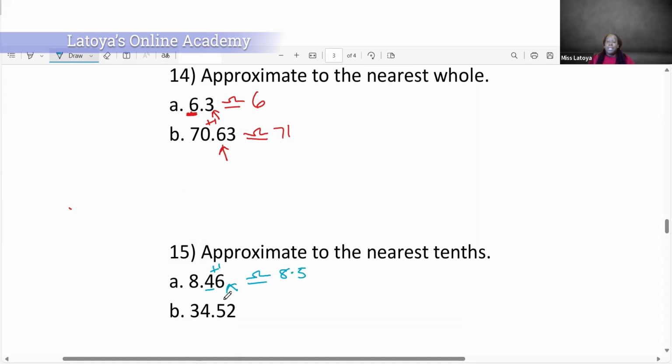Again, I'm rounding off to the nearest tenths. I underline my tenths digit. Look at the digit on the right to see if it is less than 5 or 5 and greater. It is less. So my tenths digit will stay the same. So it's going to be 34. I have no reason to touch the whole number.